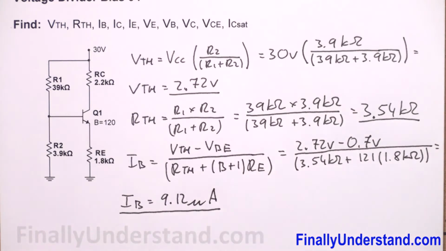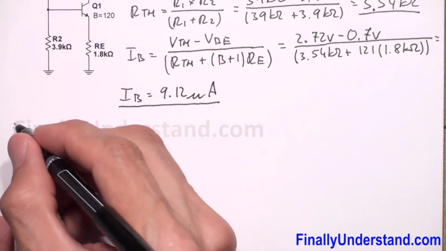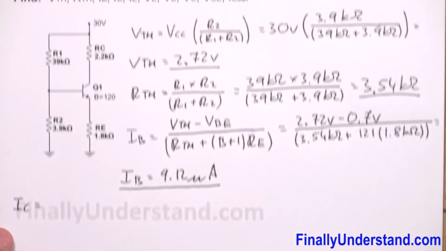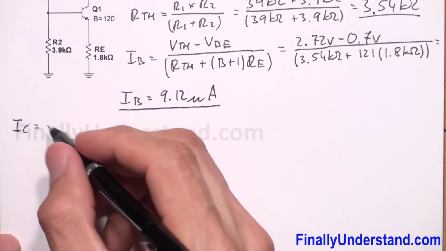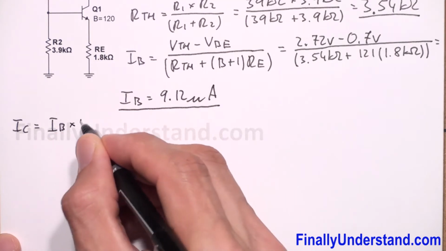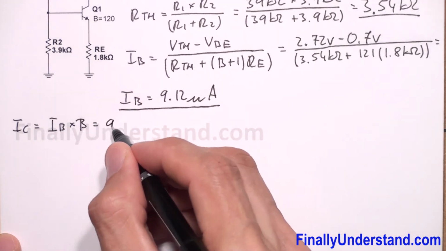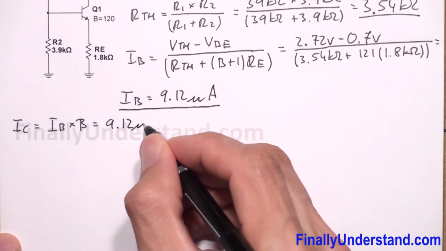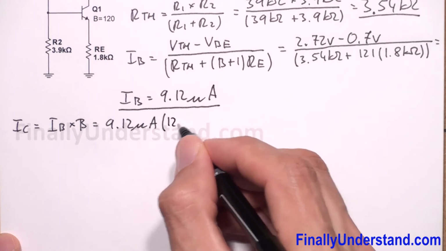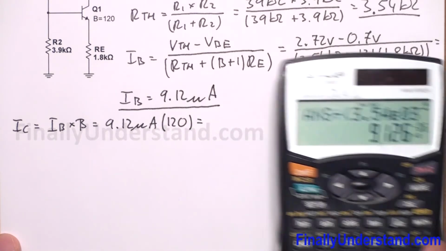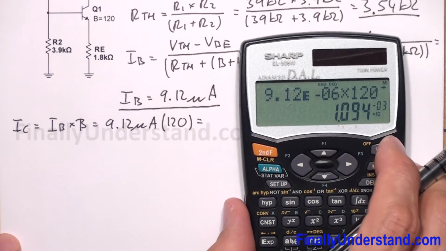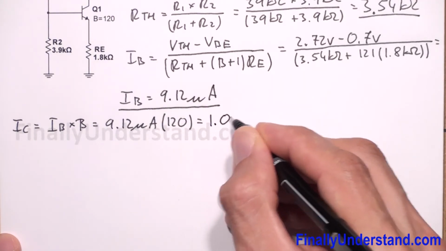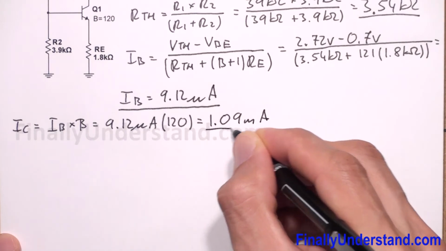Next, I'm supposed to find IC. IC is the current which goes through the resistor RC and through the collector. I have the formula IB times beta, where IB is equal to 9.12 microamps times 120. This is my beta. So I have 9.12 exponent negative 6 times 120, which equals 1.09 milliamps. So this is my IC.